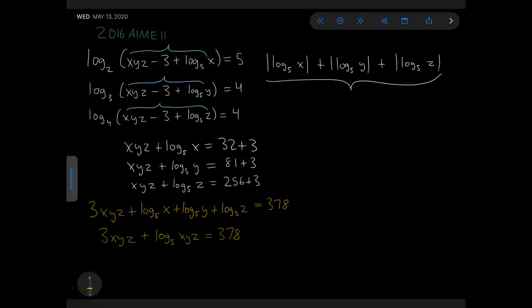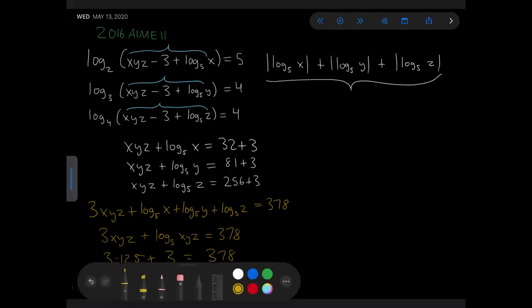We get 3 times 125 plus 3 is equal to 378. So xyz is equal to 125. And yes, this is kind of a cheese way of doing this, but it's valid. This is a legitimate way to do it. So xyz equals 125, right?